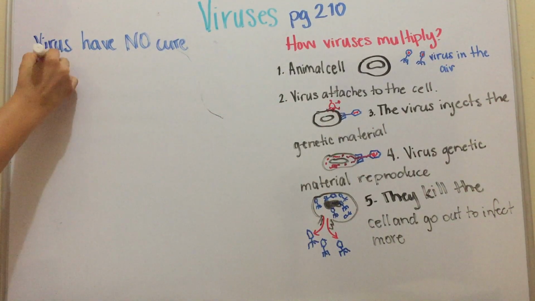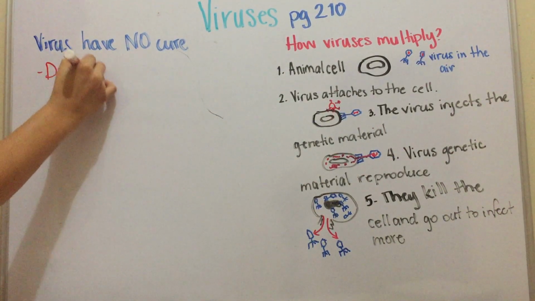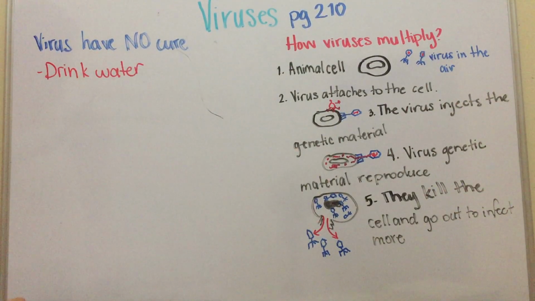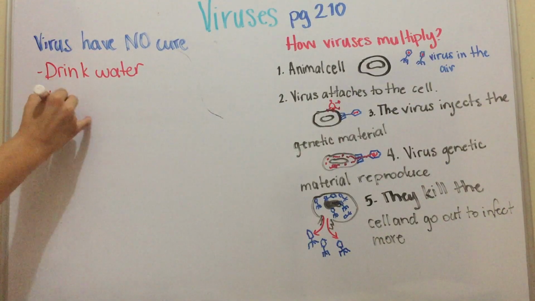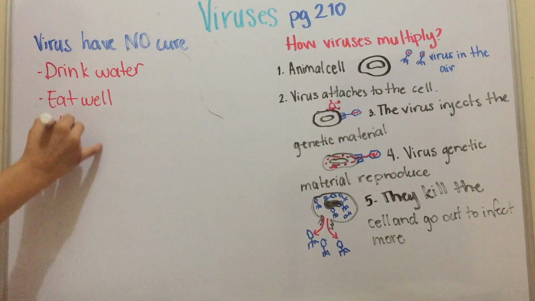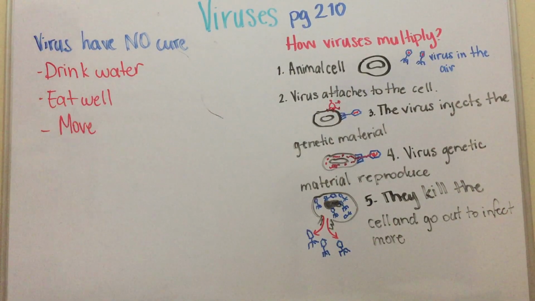I need to drink water so that my body is well hydrated and I get less infection. I need to eat well. And also I need to move. I need to exercise. If you have a healthy body, then the viral infection is going to be less. So if you get a viral disease, drink lots of water or juices, eat well, eat your fruits and vegetables because they help you get rid of the infection, and exercise, move.